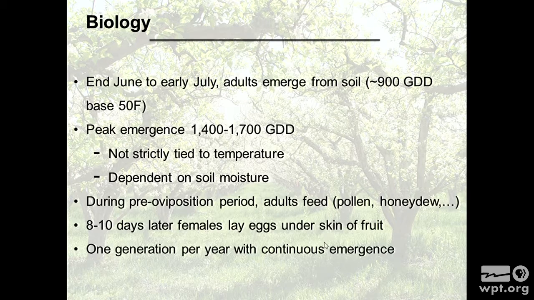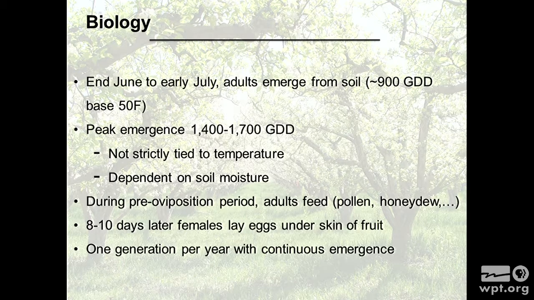I'm not going over everything because I'm assuming you guys know a lot about it. But they are a pest that you'll see at the end of June, early July. And they will emerge from the soil. And it's at about 900 growing degree days with a base of 50. But there are 2 different models that you can use.